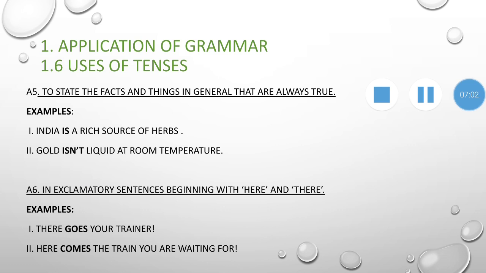Next, we use the simple present tense to state facts and things in general that are always true. For example, India is a rich source of herbs. Gold isn't liquid at room temperature. For a truth or an eternal truth, we use the simple present tense. India is a rich source of herbs.